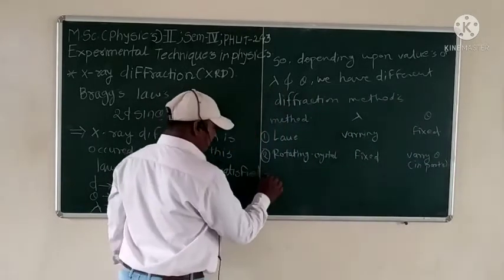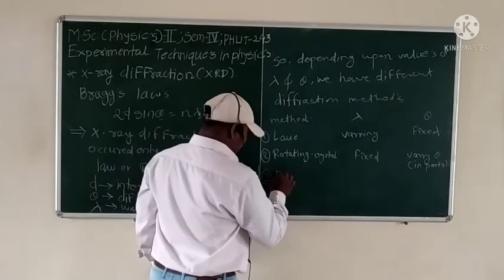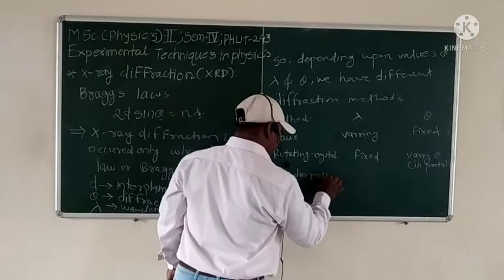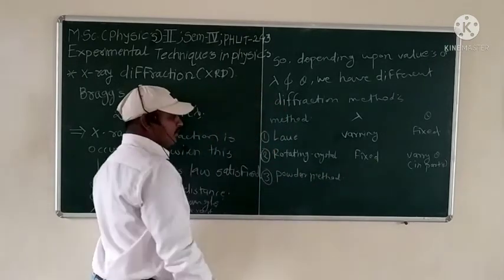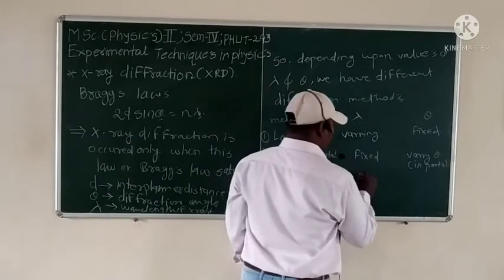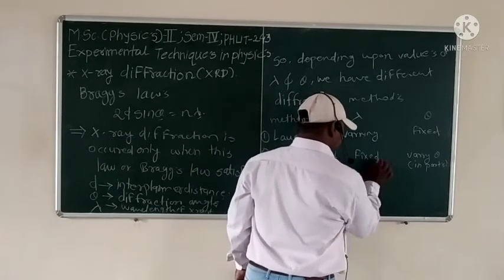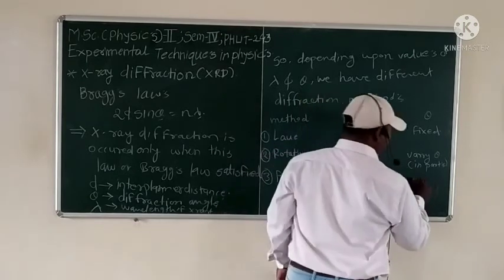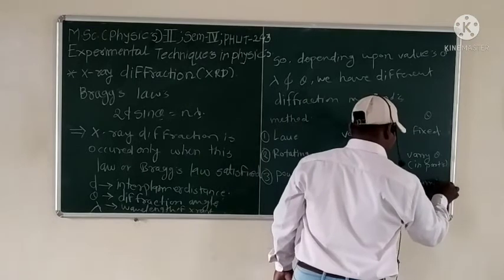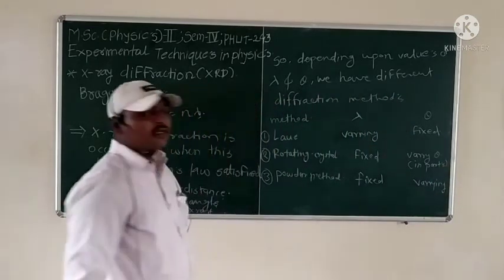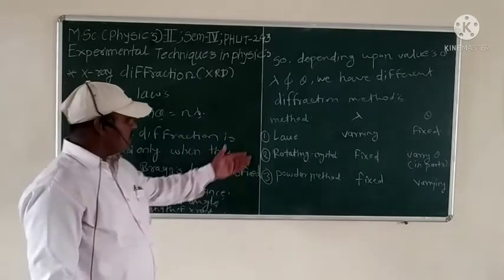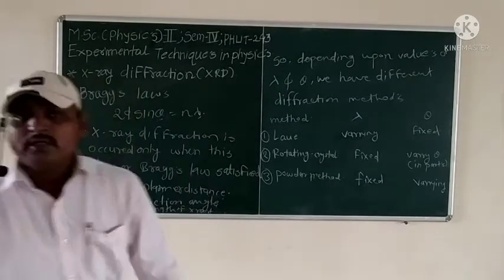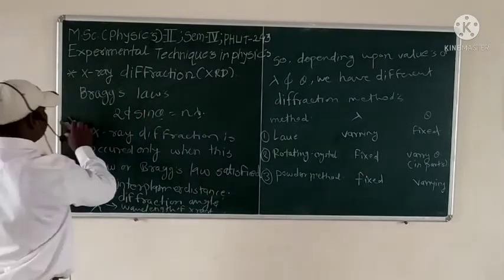And the third method is the powder method, or you can say the Debye-Scherrer method. In this method, lambda is fixed and theta is varied. Okay. So in the next consequent lectures we will study these three methods of X-ray diffraction. First we start with X-ray diffraction by the Laue method.